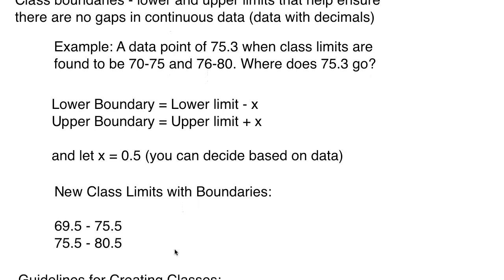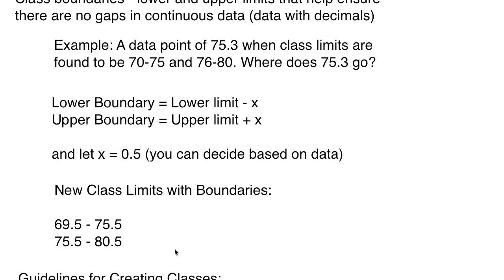So here's an example. You've got a data point of 75.3 when the class limits are found to be 70 to 75 and then 76 to 80. So the question is, where does 75.3 go? Now, a lot of people might go to rounding, and rounding can be important when we're talking about statistics, but you have to realize that if I stop at 75 and then I pick up at 76, that's a whole unit integer. There's technically nothing in between there that is capturing that information. And so boundaries are how we set up a way to basically be inclusive to all of the continuous data that could be present.